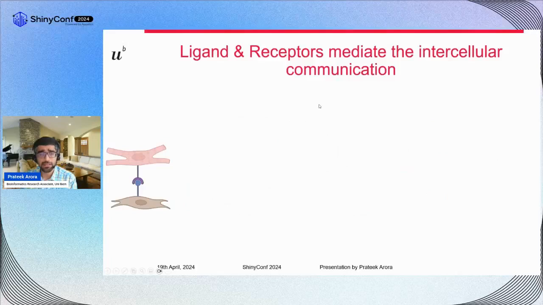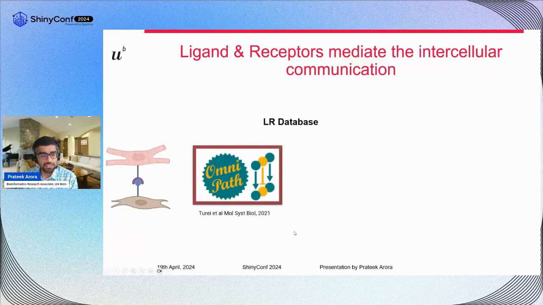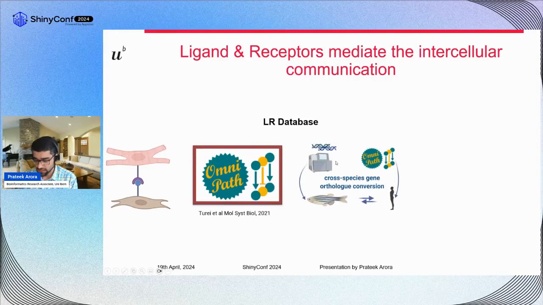Using this, we then went on to select the ligands and receptors, which we assume are the main source for mediation of the intercellular communications, which you can think of as keys and locks that will work together to form a signal, or to activate or switch on a signal. For this, we use the Omnipath database, which has experimentally validated ligands and receptors, and we converted them from humans to fish in Omnipath.